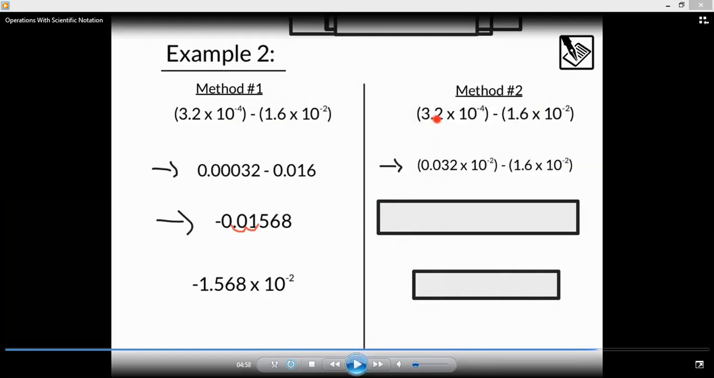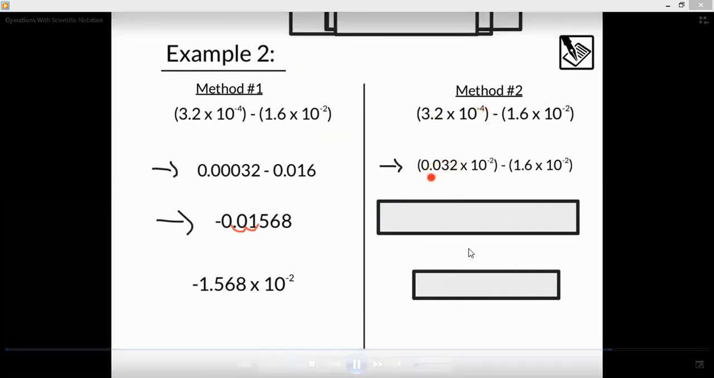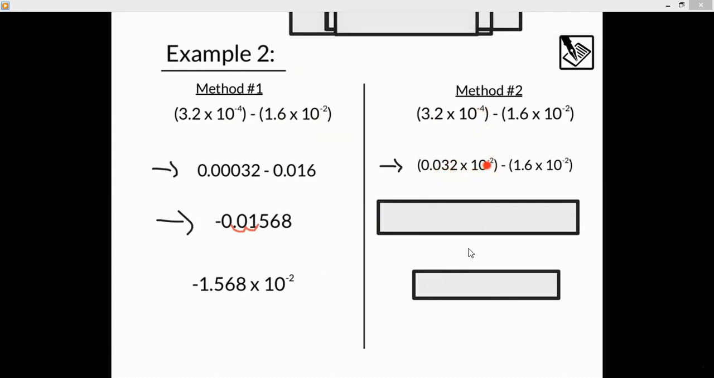As I told you, we will move this point 2 digits to the left. So we have to add one more zero. Now this one becomes 10 to the power of negative 2. I have 10 to the power of negative 2, 10 to the power of negative 2, which means we have the same exponent. So we can take it as a common factor, and then we will collect the remainder from both parentheses, and then we will subtract them together. 0.032 times 10 to the power of negative 2 minus 1.6 times 10 to the power of negative 2.